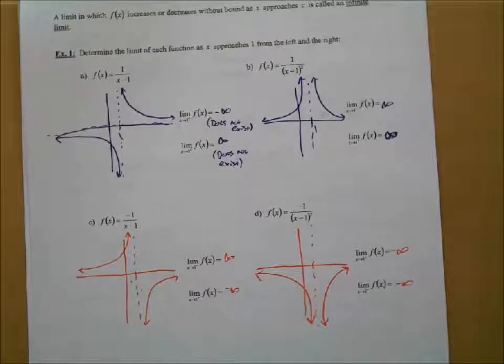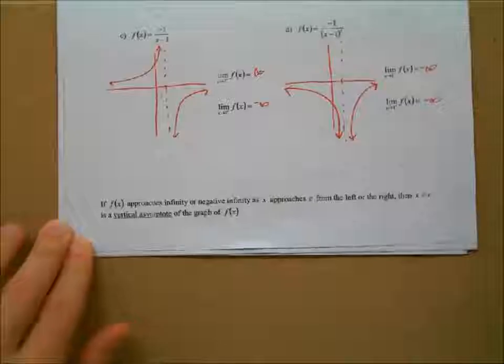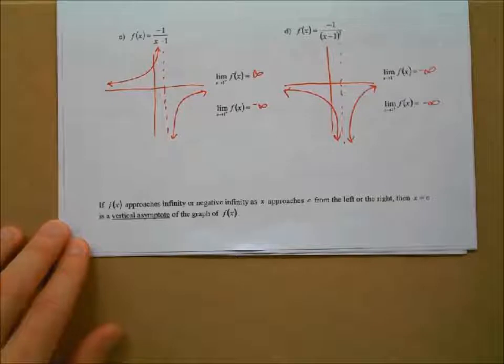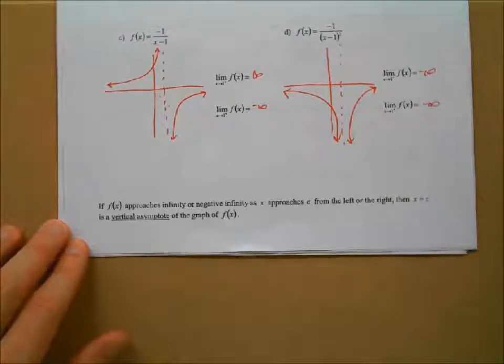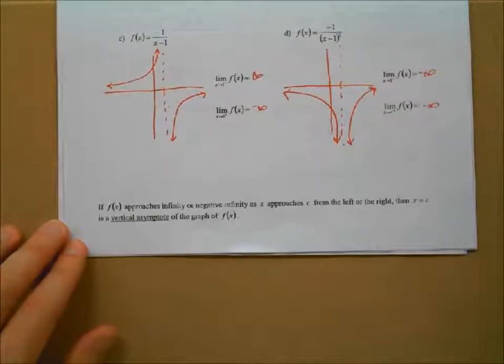At the bottom here, a little summary. If f of x approaches infinity or negative infinity as x approaches c from the left or right, then x equals c is a vertical asymptote of the graph of f of x. So this is important. We have another way to identify vertical asymptotes using limits. If a limit from the left or from the right approaches infinity or negative infinity, then we have a vertical asymptote at that actual location.